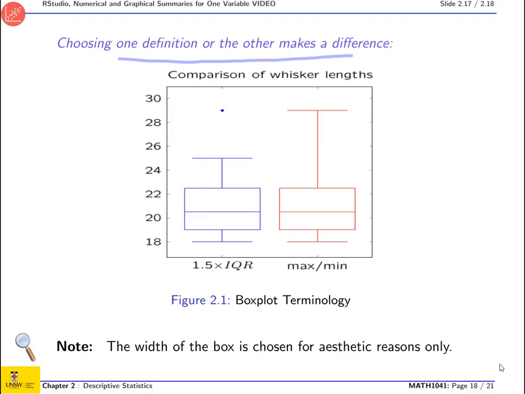Choosing one definition or another really makes a difference. This is the same data we had earlier. You'll recognize our outlier at 29, and this is the shape of the box plot if you use the 1.5 times interquartile range rule for the whiskers, whereas if you use the max and min, then this whisker will look very different. Now, the width of the box is unimportant.